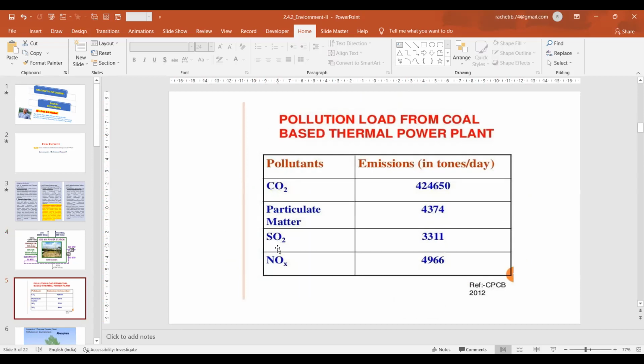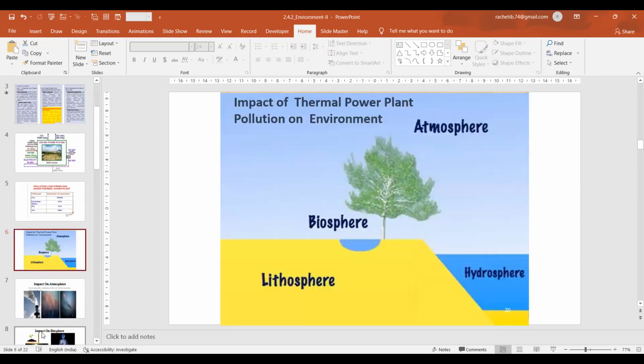Pollutants: CO2, particulate matter, SOx and NOx components. Emissions every day: CO2 is 4,24,650 tons per day. Particulate matter, 4,000 overall from coal in India. So this much CO2 is emitted. Particulate matter is 4,374 tons per day. SOx components 3,311, and NOx components 4,966 tons per day emission is there.